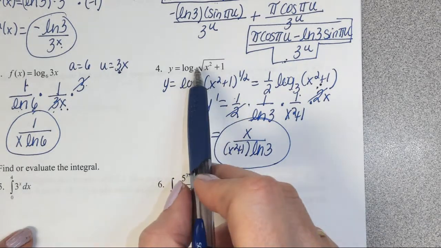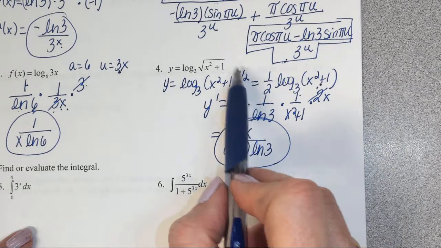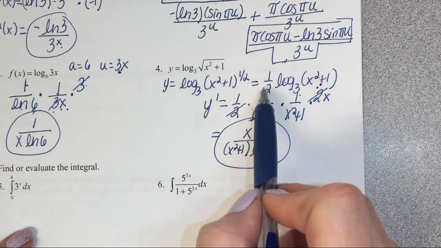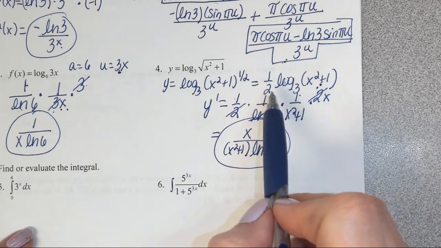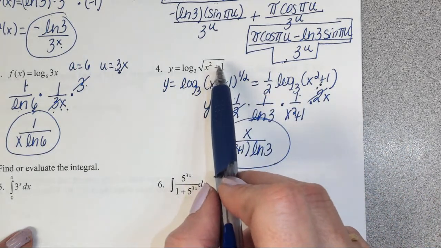So what we did again was, once we rewrote it to the 1/2, bring that 1/2 out in front. Then you won't have to use the chain rule. Well, you did a little bit, but not as extensively as you would if you had not done that.